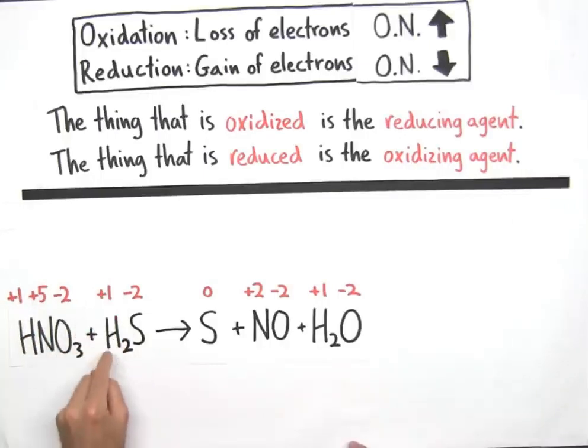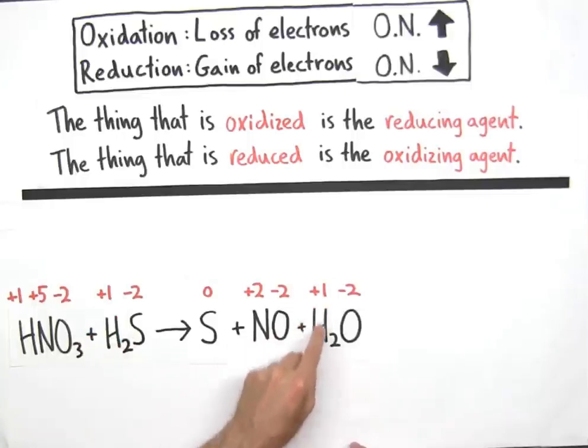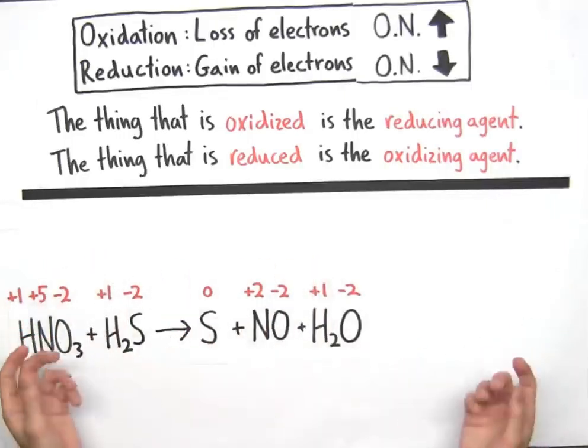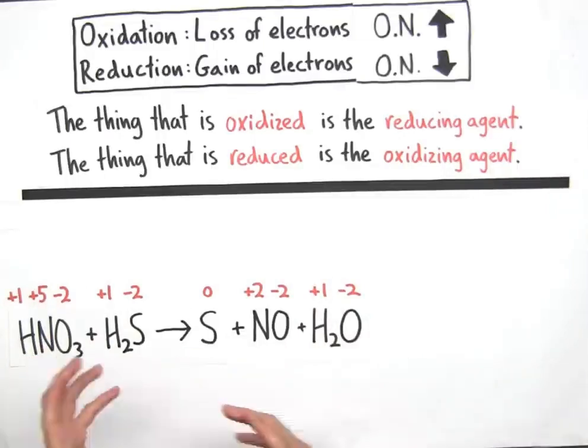Then here it's +1. And over on the right side, it's also +1. Okay, so hydrogen's oxidation number doesn't change at all. So hydrogen's not getting oxidized, it's not getting reduced. So we don't have to worry about that.